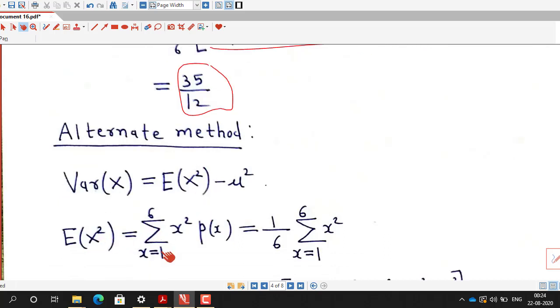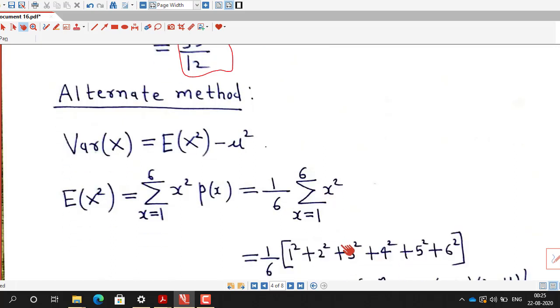So expected value of x square is summation x square into p of x. X runs from 1 to 6. Again p of x is 1 by 6. So we can take 1 by 6 outside, and we have sigma x square. So we have to add squares of 6 positive integers, or 6 natural numbers: 1 square plus 2 square plus up to 6 square.